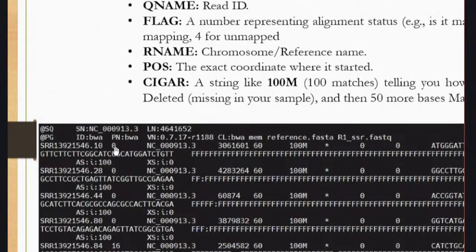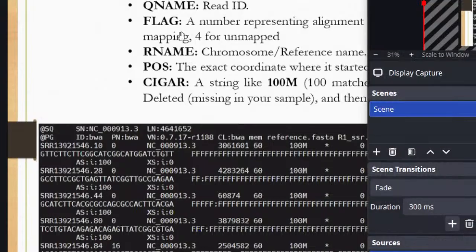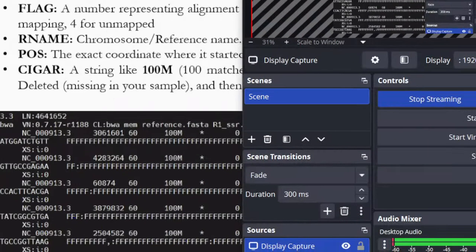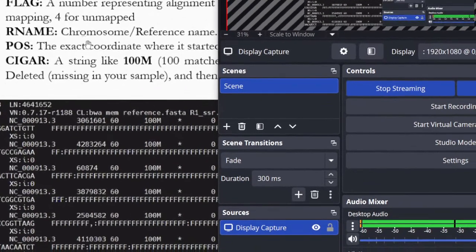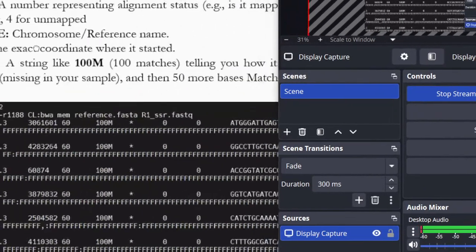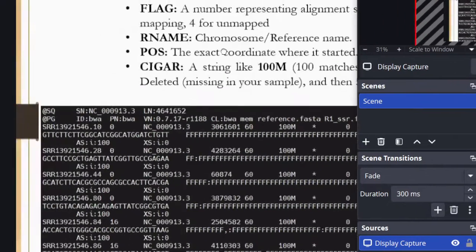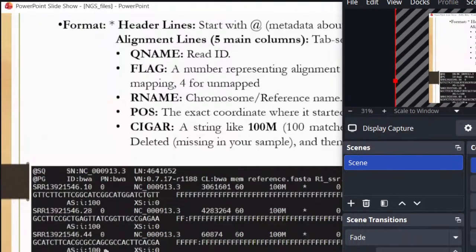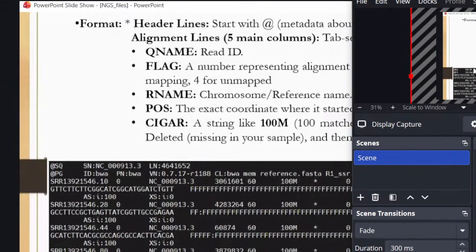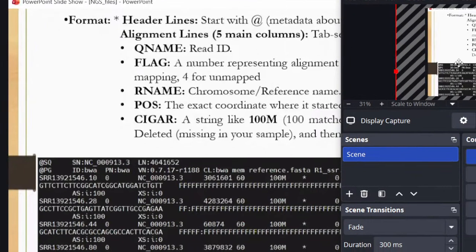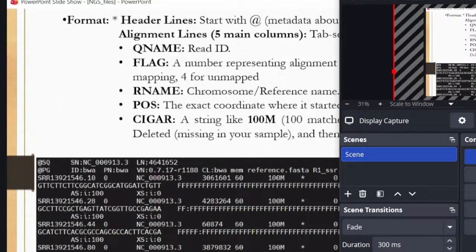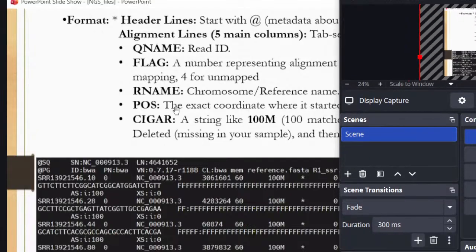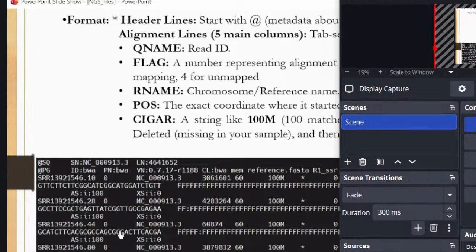Then in the next column, you will see the flag. This is important. If the flag is zero, it means it is forward mapping. Sometimes I also get confused. So zero means the read maps to the forward strand of the reference genome, and if it is 16, it means the read is mapping on the reverse strand of the reference genome. And if you get the number 4 here, it means the reads are not aligning. They are unmapped.